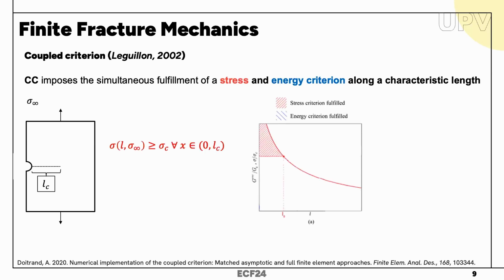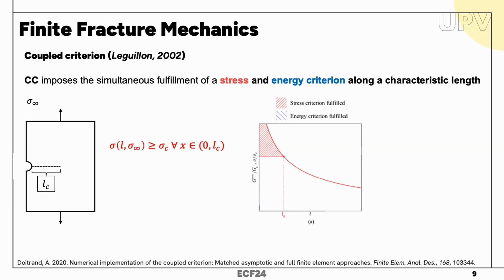So the stress condition is very simple. Here is a sketch of our problem. It's just a notched component under a remote stress, and this is the proposed characteristic length. The stress criterion says that the stress along this characteristic length needs to overcome the tensile strength, or, if you're in a multiaxial stress state, a function of the stress tensor.